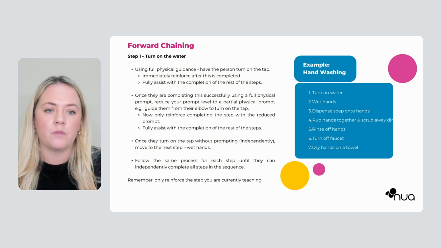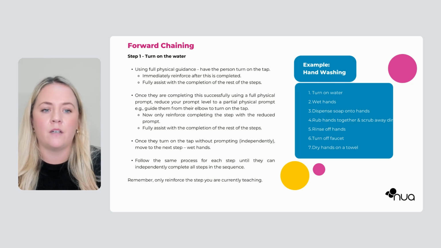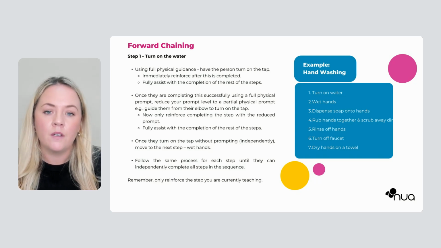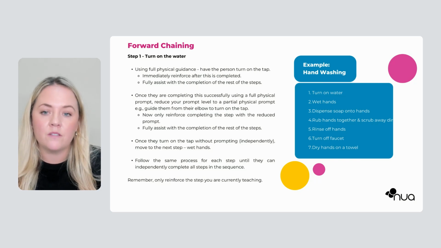So, we help the person put their hands under the water to wet them, help them dispense the soap onto the hands, rub hands together, and so on and so forth. Once the person is completing the first step of turn on water successfully using a full physical prompt, so what we've seen is they're successfully turning on the water with a full physical prompt over a number of different repetitions or practice sessions, then we're going to reduce our prompt level to a partial physical prompt. For example, we might gently guide their elbow towards the tap to indicate to them to turn on the water.